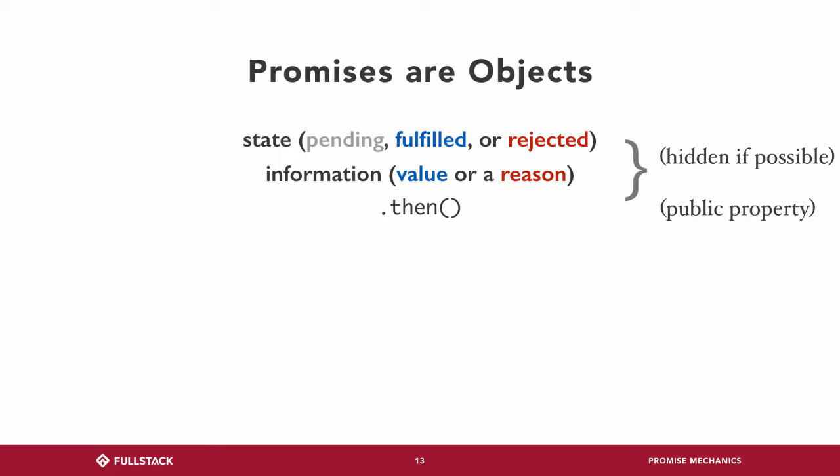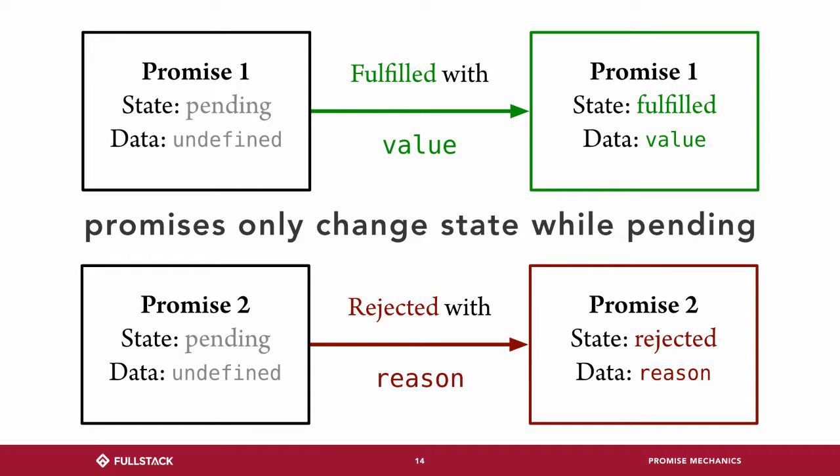So a promise can be in one of three states. Either it's pending, which means it hasn't been fulfilled or rejected, and also some information: a value, if in fact it's been fulfilled, and a reason, if in fact it's been rejected. So this is internally what's going on. If we look at promise one, and its state is pending, it's not going to have any data, but if it gets fulfilled, its state is going to be fulfilled and it's going to have some data. And again, promises only change state when they're pending.